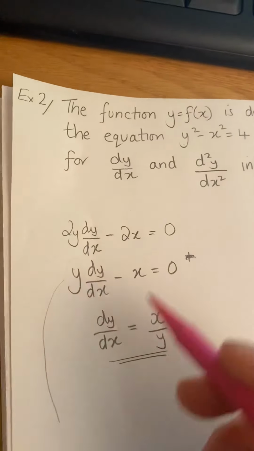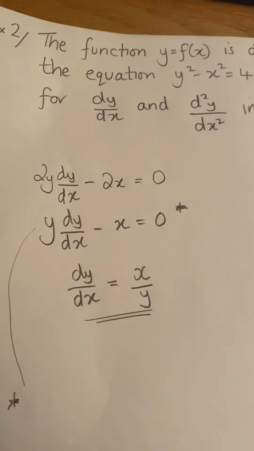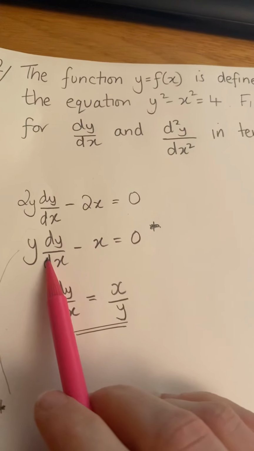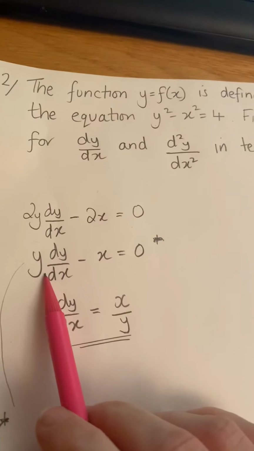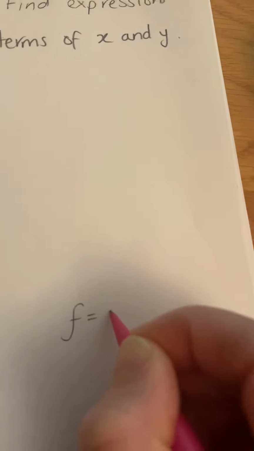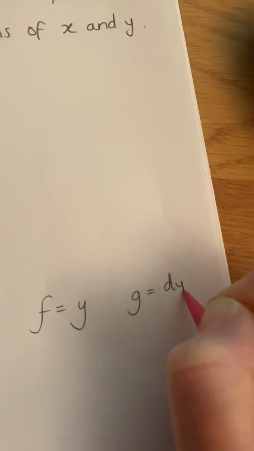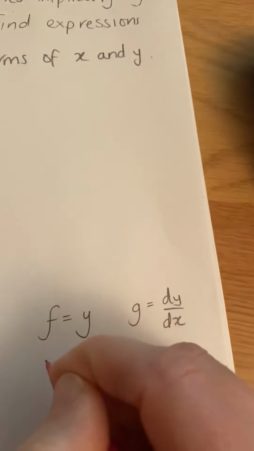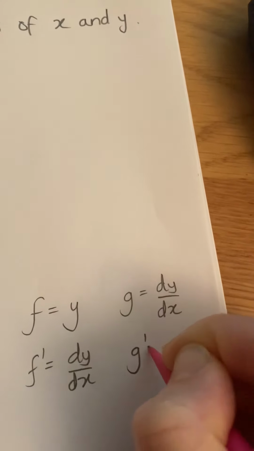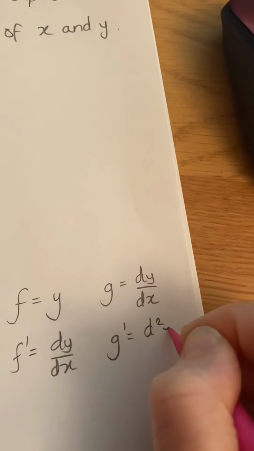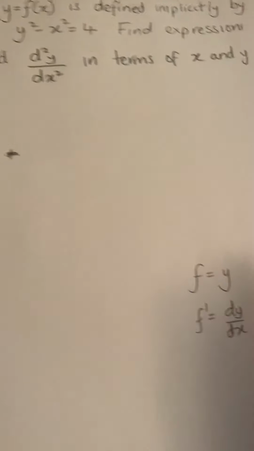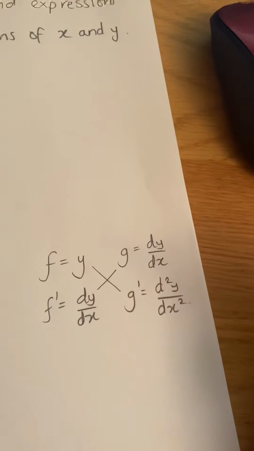As I say, we're going to differentiate this star line to find our second derivative. So we've got y dy by dx, so we're going to have to use the product rule to differentiate that. Just a wee calculation on the side. So I'm going to say f equals y, g equals dy by dx, f dashed equals dy by dx, g dashed equals d squared y by dx squared. Remember your product rule, that times that plus that times that.